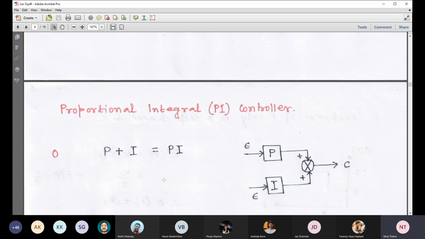So error is the input to both the control actions, which are in parallel, and then the outputs of both the control actions are added, and that is basically the combined output of the controller, C, or maybe C prime.